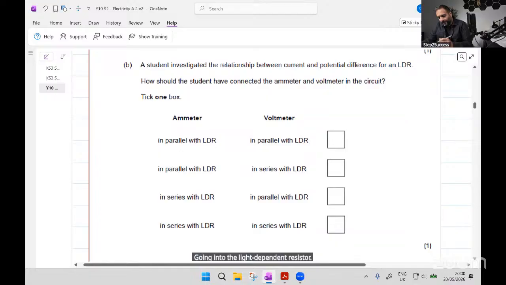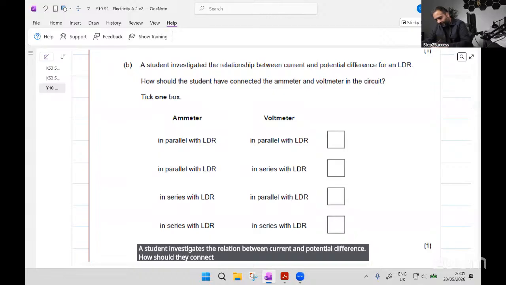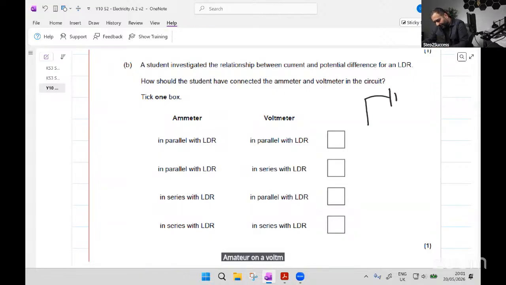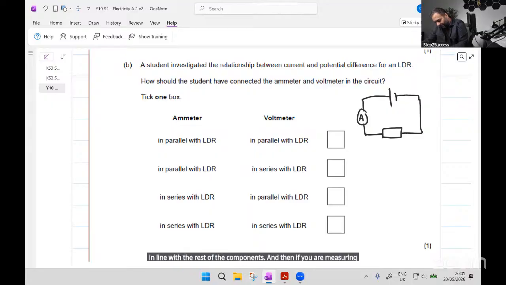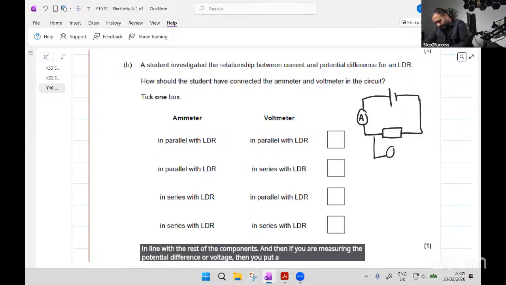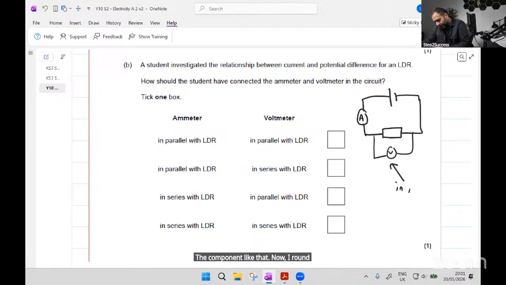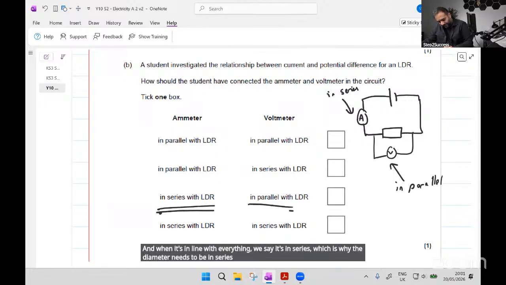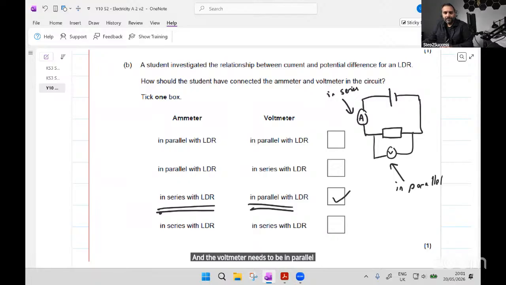A student investigates the relationship between current and potential difference. How should they connect the ammeter and a voltmeter? If you have a circuit, an ammeter needs to go in line with the rest of the components. And then if you are measuring the potential difference or voltage, you put a voltmeter around the component like that. By around the component, we say in parallel. And when it's in line with everything, we say it's in series, which is why an ammeter needs to be in series and the voltmeter needs to be in parallel. And that would be that.